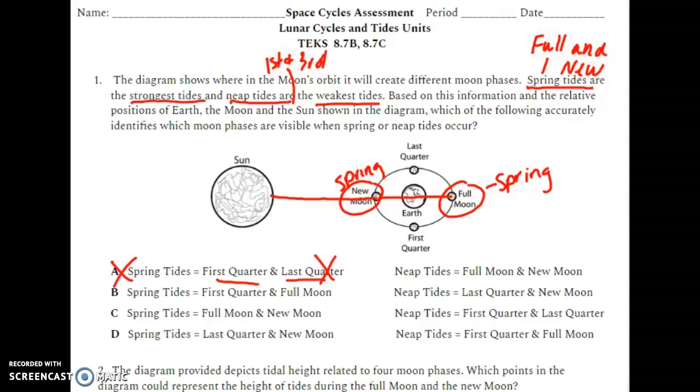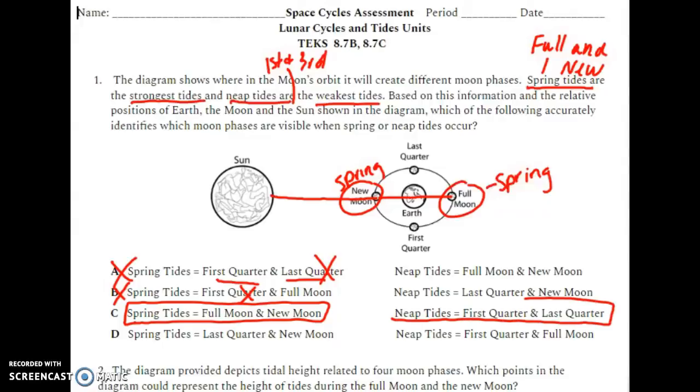B, spring tides first quarter. No, we can already eliminate that. We don't have to go further. C, the spring tides are full and new moon. Okay, we already established that spring tides occur when they are in line. They're strongest then because they're working together. And neap tides are first quarter and last quarter. Yes, they are at right angles with each other, so they are going to be working against each other, which makes them the weaker tides. So that looks like a good answer. Let's just double check. Answer D, spring tides are last quarter. No, we already established that they are the full and the new moon, so C is our best answer.